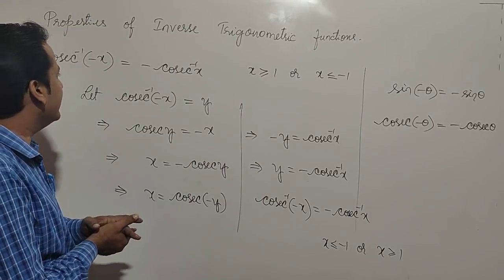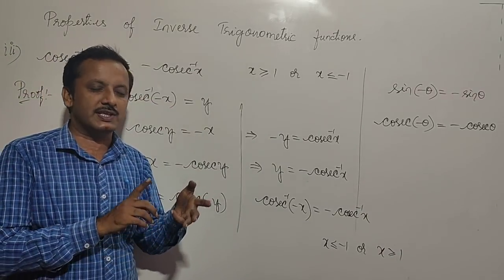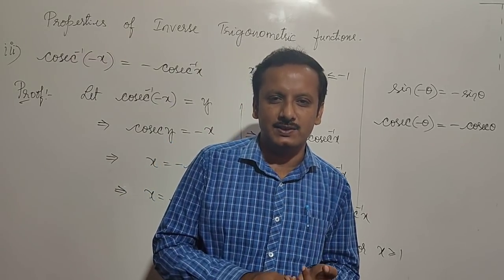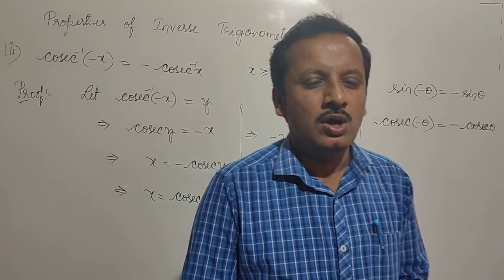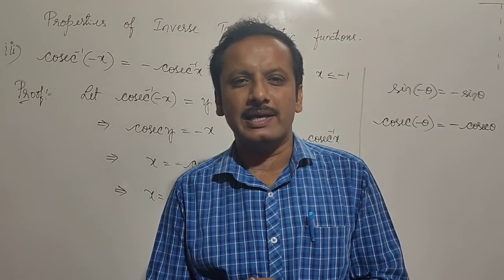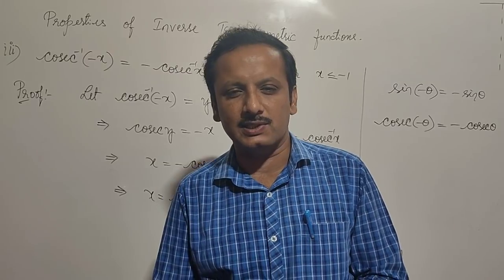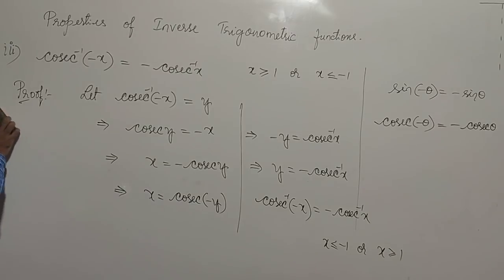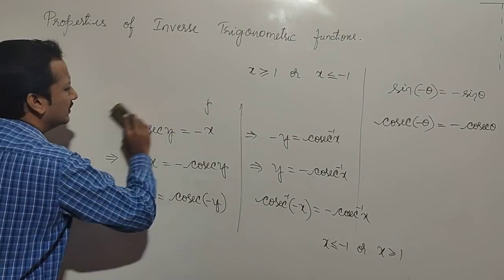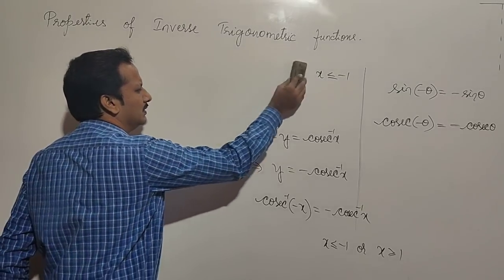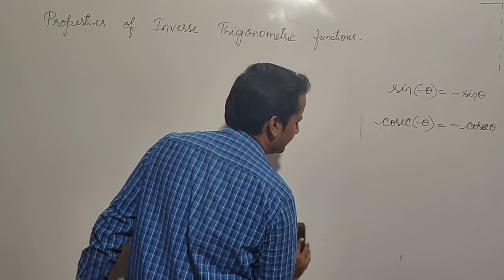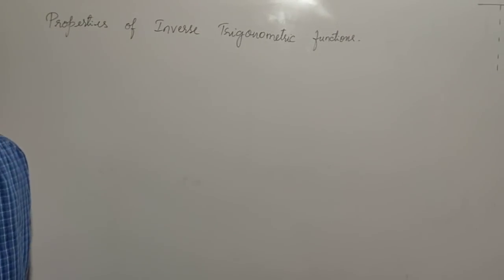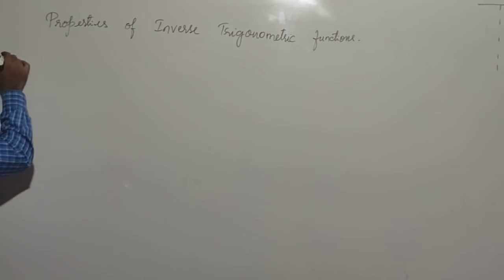Okay, now you might be thinking, sir, you discussed only about sine inverse of minus x, tan inverse of minus x, and cosecant inverse of minus x. What happens to cos inverse of minus x, secant inverse of minus x, and cot inverse of minus x? That I am going to discuss now. So now I will discuss the next set of properties.